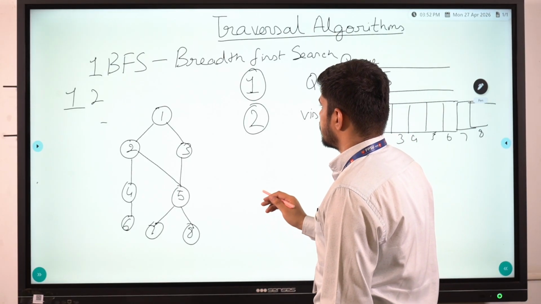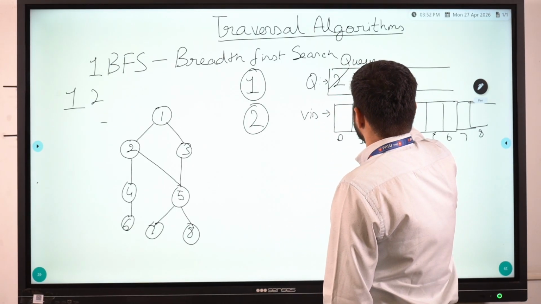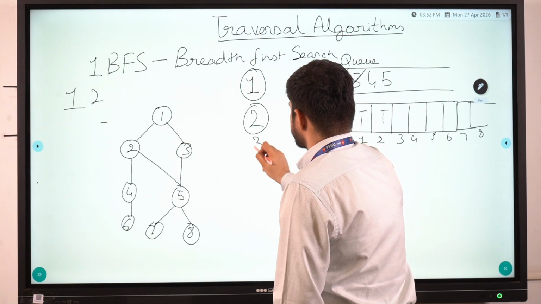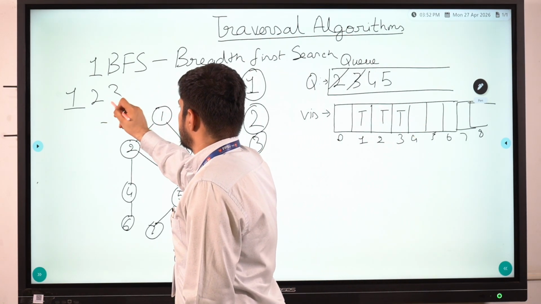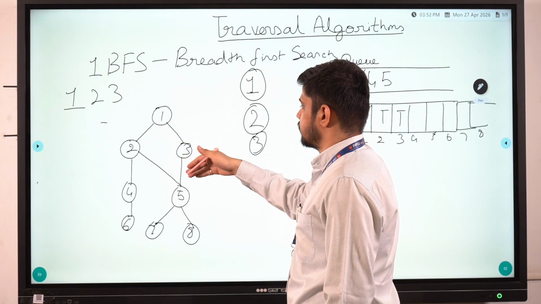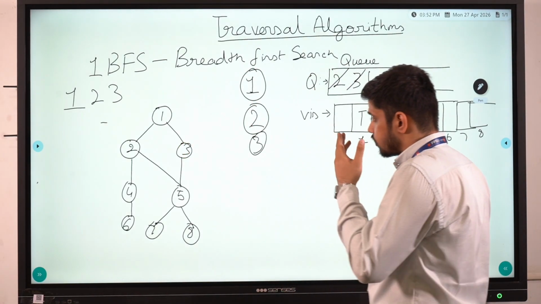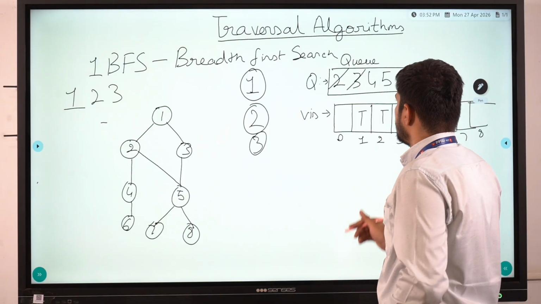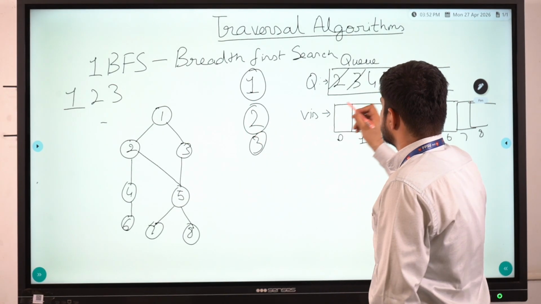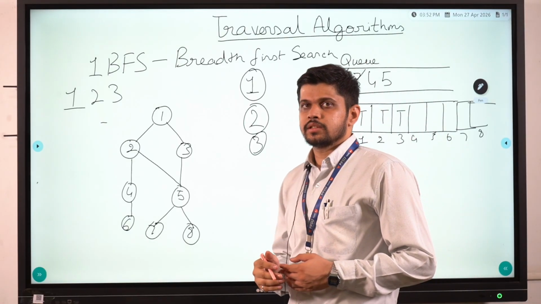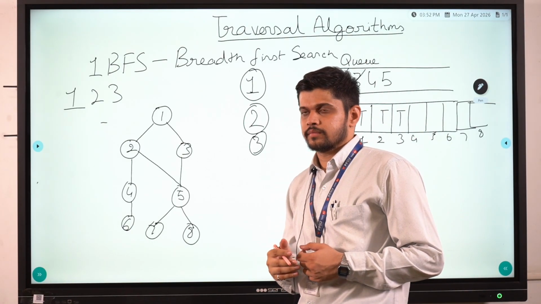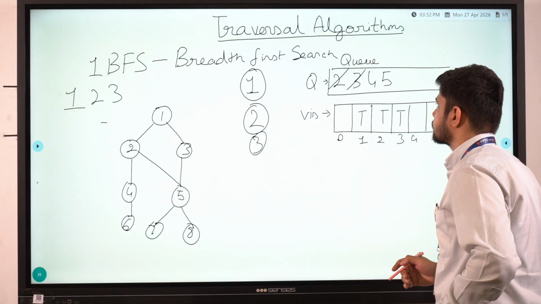So 2 is also visited now. Next one is 3. So 3 I will mark it as visited. I will print it, and I will go across all its neighbors. So I will push 5 inside the queue, but I will only push it if it has not been visited, right?